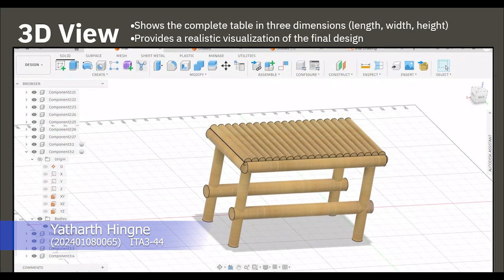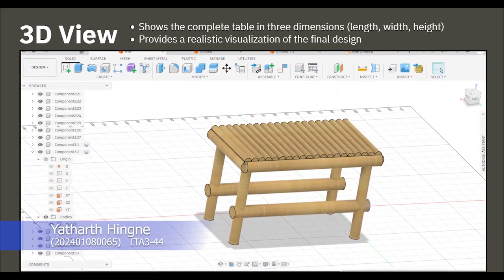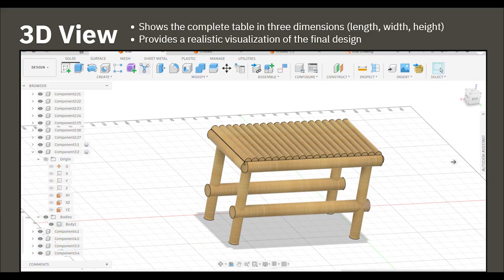The final is the 3D view of our study table model. It provides a complete visualization of the table in 3 dimensions: length, width, and height. In this view, we can see the realistic design, including the tabletop, legs and both upper and lower frame. It gives a clear idea of how the final product will look in real life. This view is useful for presentation, visualization, and understanding the overall design and appearance of the model.